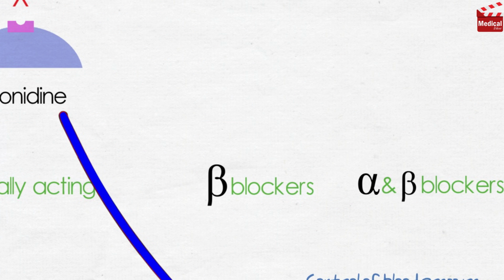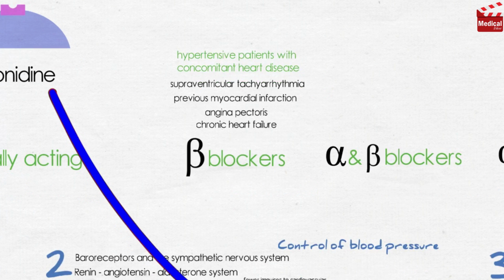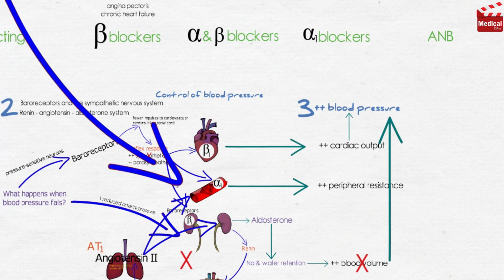Now let's move to the beta blockers. Beta blockers are a treatment option for hypertensive patients with concomitant heart disease, such as supraventricular tachyarrhythmia, previous myocardial infarction, angina pectoris, and chronic heart failure. The beta blockers reduce blood pressure primarily by decreasing cardiac output, by blocking beta-1 receptors in the heart. They also block beta-1 receptors in juxtaglomerular cells in kidneys, so inhibit renin release, thus decreasing the formation of angiotensin II and the secretion of aldosterone. They may also decrease the sympathetic outflow from the CNS, by blocking the presynaptic beta receptors.